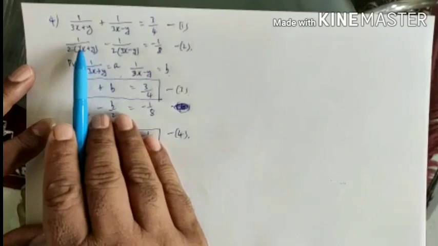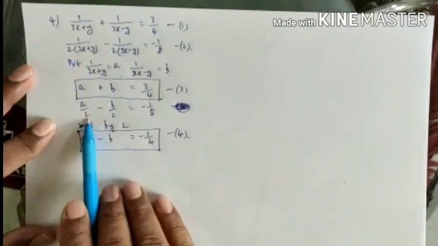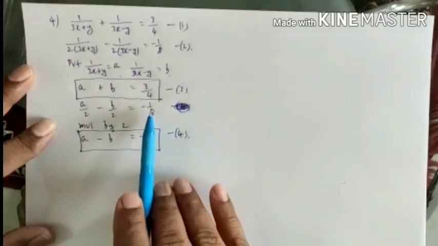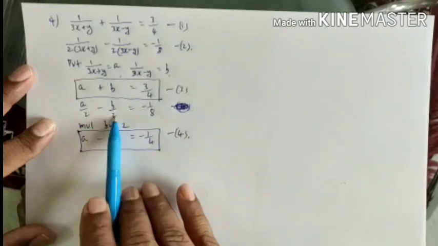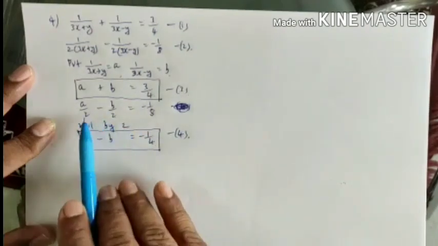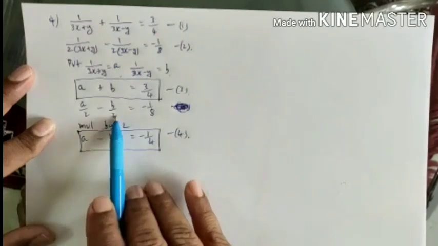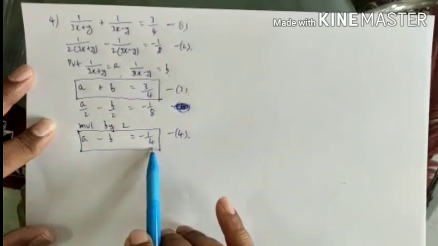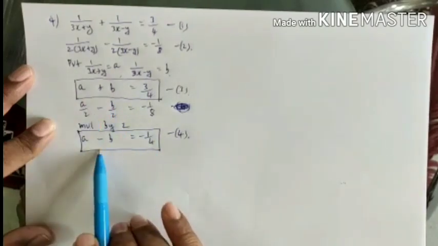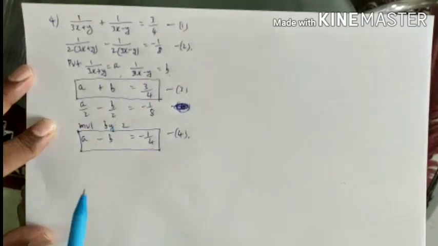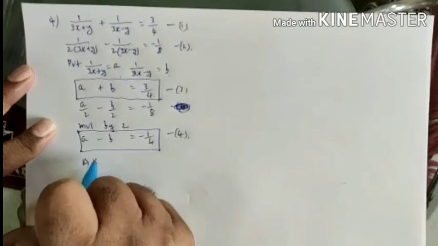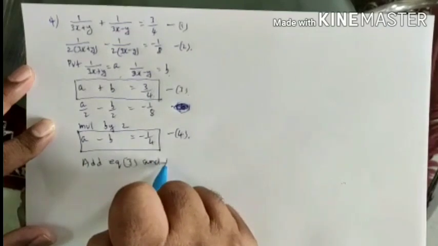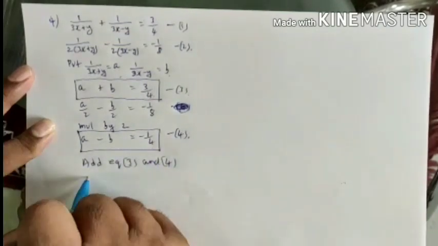Our second equation will become a upon 2. See, in denominator 2 is there. So a upon 2 minus, here also 2 is there, b upon 2 equal to minus 1 upon 8. To remove this 2, we shall multiply this complete equation by 2. A upon 2 into 2 is a, b upon 2 into 2 is b, and 1 upon 8 into 2 is 1 upon 4, minus 1 upon 4. Now here we got a plus b, here we got a minus b. Now we shall add equation 3 and 4.